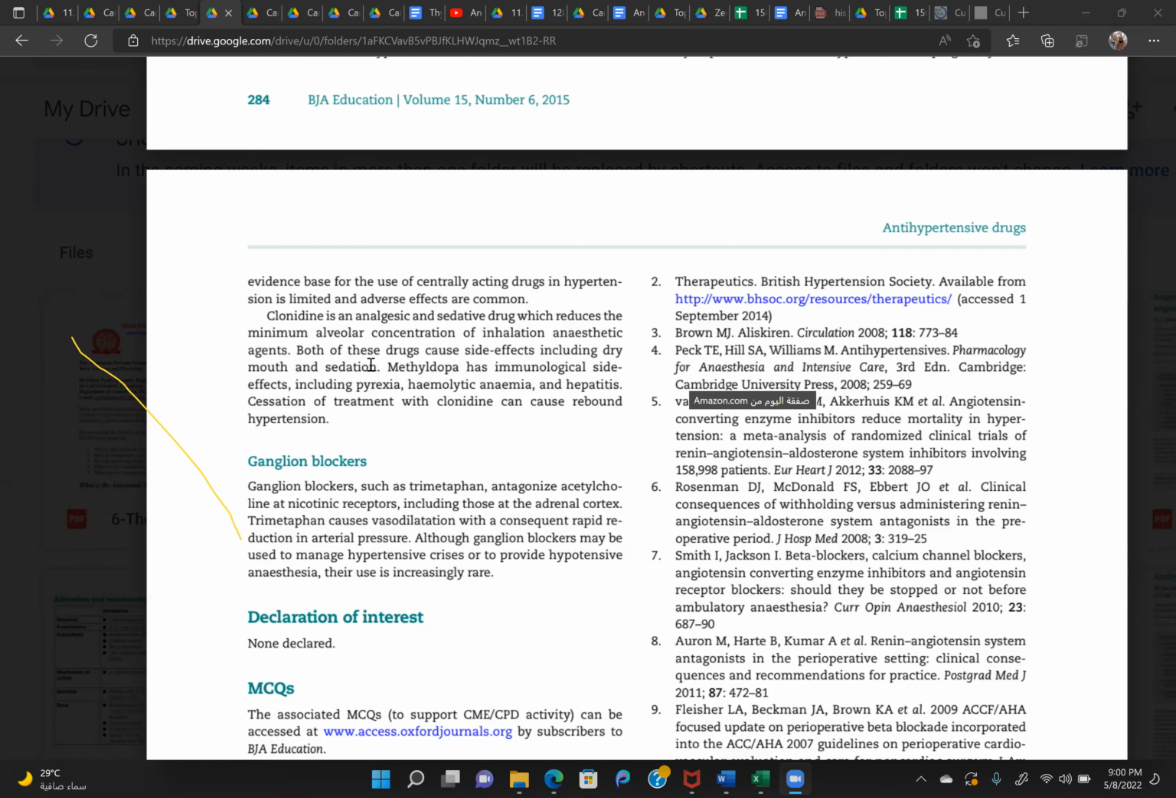Methyldopa, I just remembered. What is the special thing about methyldopa? It is also an alpha agonist, and it is used in pregnancy. It is one of the medications which is safe to be used during pregnancy, Aldomet, which is frequently used.